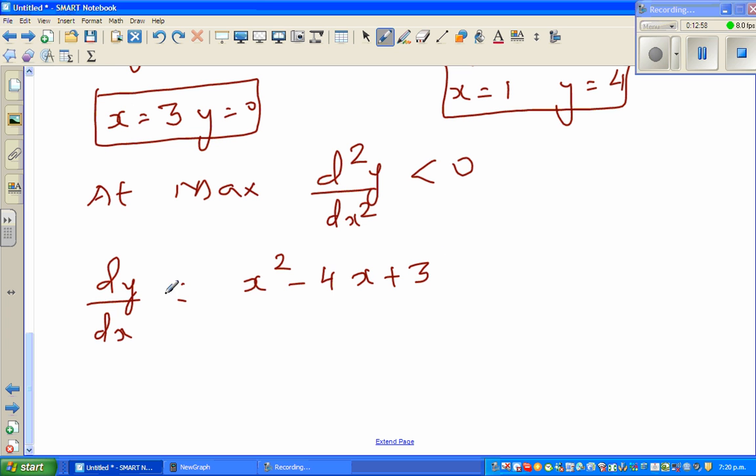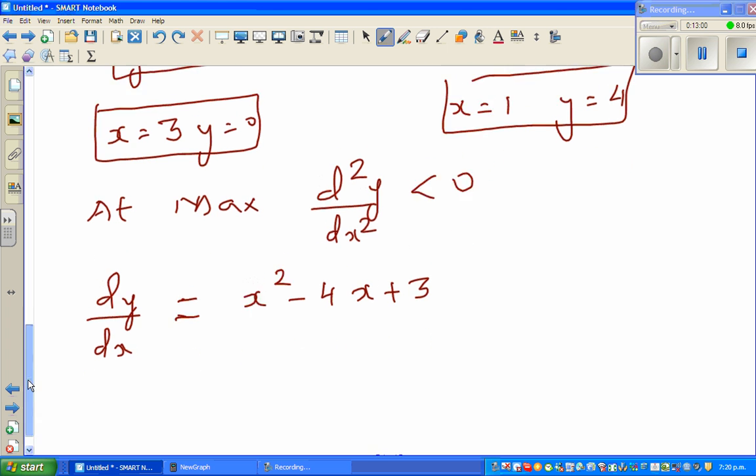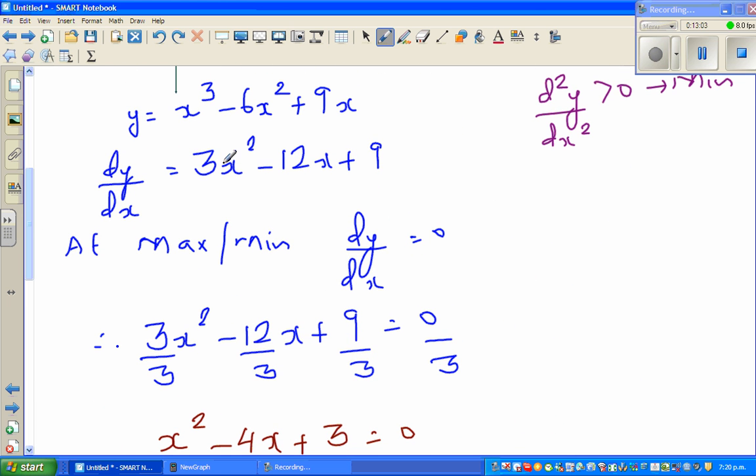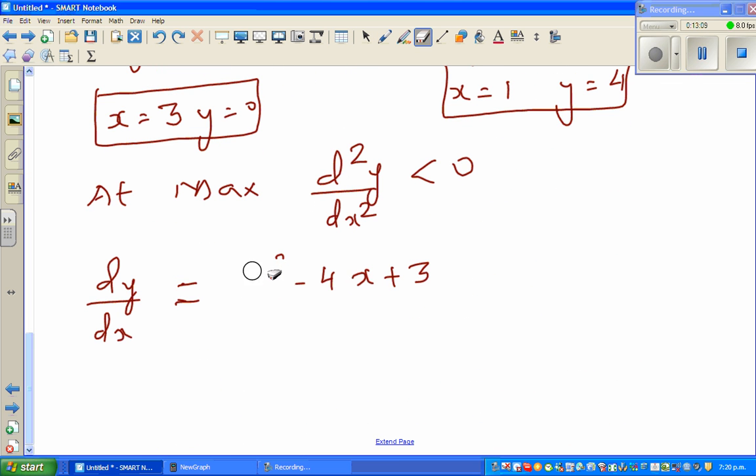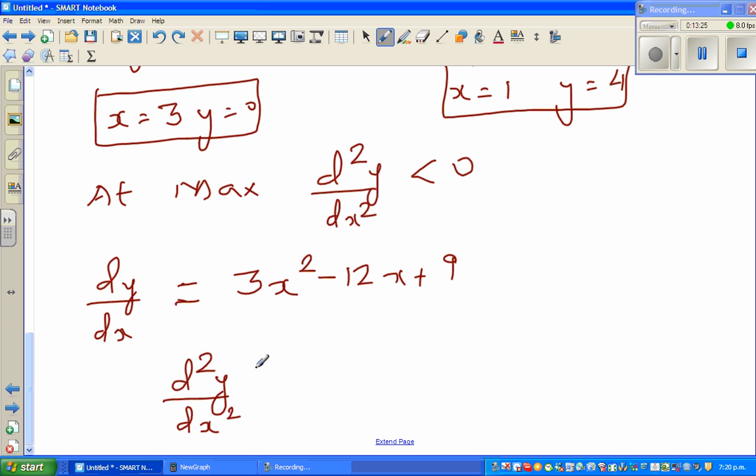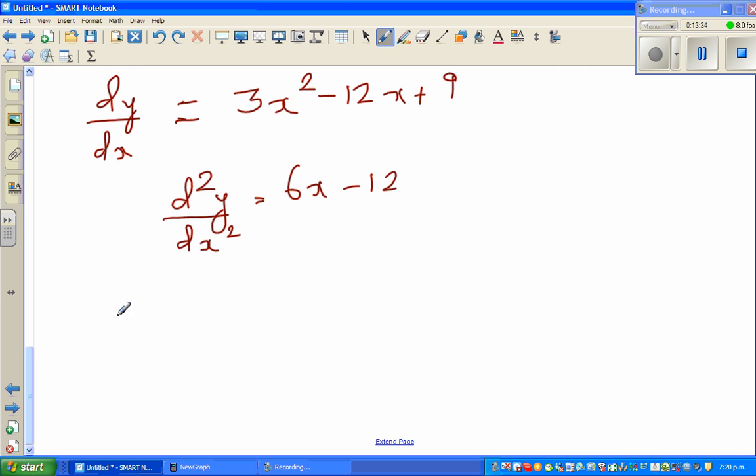You can also use this one, which is also fine. Let me write dy by dx is 3x squared minus 12x plus 9. You have to find the second derivative, d squared y by dx squared. You simply differentiate this gradient function, which gives you the second derivative, 6x minus 12.